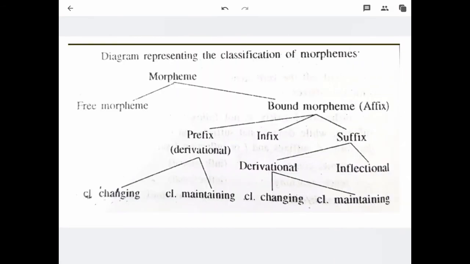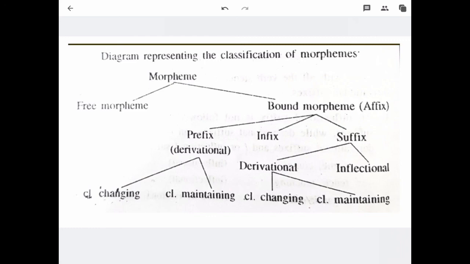So here is the diagrammatic representation of the classification of morphemes. Morphemes are divided into free morpheme and bound morpheme, which is also known as affix. And affixes are divided into prefix, infix, and suffix. Prefix comes before the stem, suffix comes after the stem, and infix comes in between the stem.